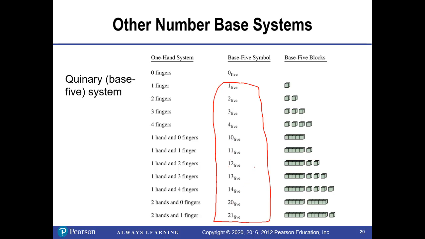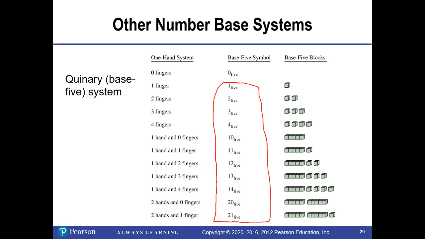Those are words that have meaning in base 10. They don't have meaning in base 5. So how we count in base 5 is like this: 1 base 5, 2 base 5, 3 base 5, 4 base 5, and then 10 base 5, 11 base 5. And I'm not going to say base 5 each time. You just have to write the 5 when you do it.